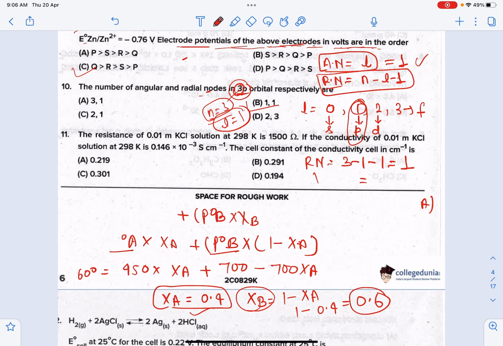Now the next question is the resistance of 0.